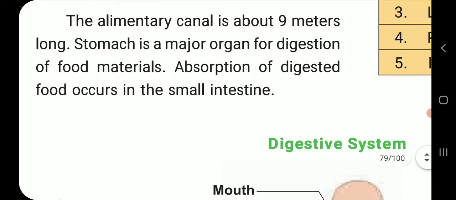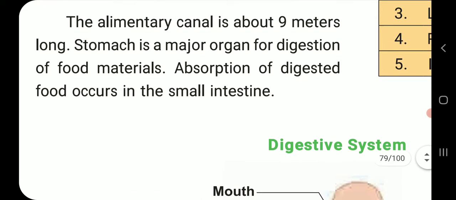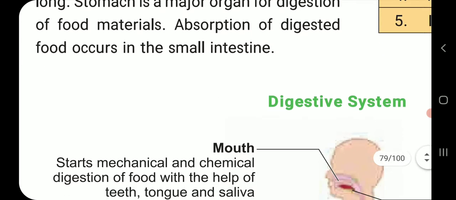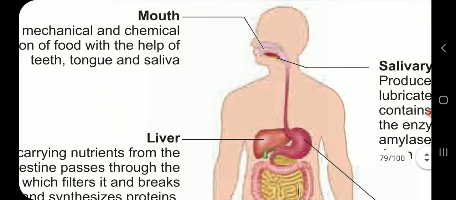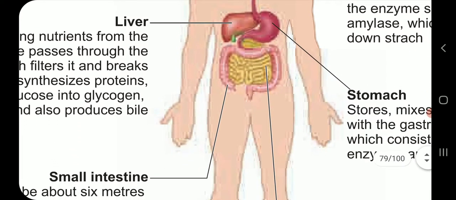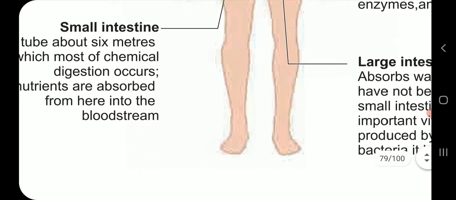Absorption of digested food. The length of the alimentary canal, that is the intestine, is about 9 meters, and the stomach is the major organ of digestion. This digestive part is given, in which the main part is the stomach.